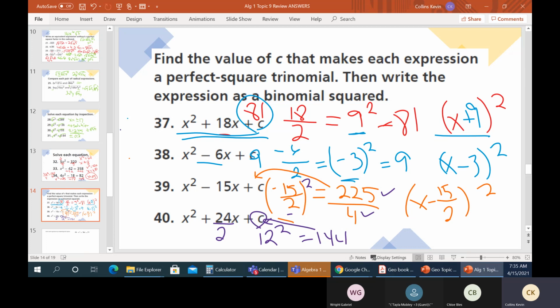And then again, remember the reason we did that is we want some version of x with a number and then square it. And that number is the number after we divide by 2. That's the 12. So this just becomes plus 12.